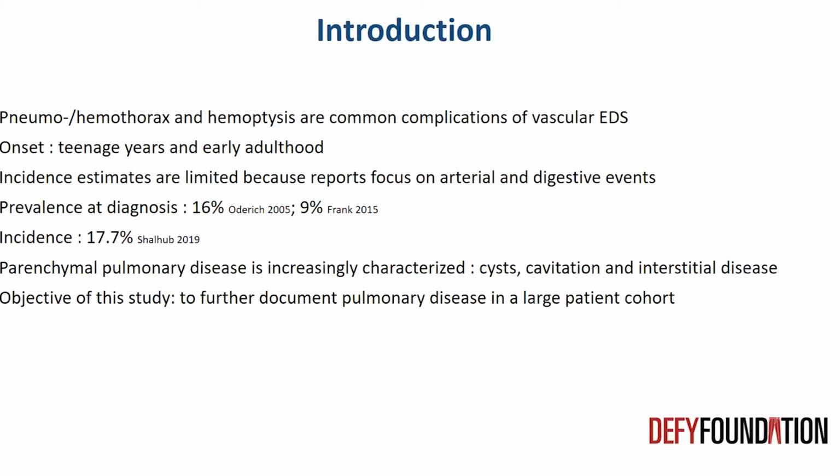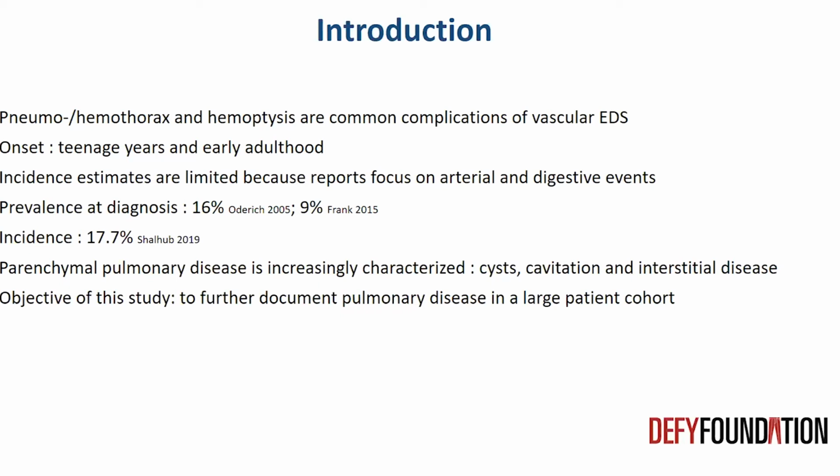On the other side, the pulmonary involvement of vascular EDS has been increasingly characterized over the last 15 years, notably by pathology studies, which identified cysts, cavitations, and interstitial disease, and we will have a quick look at that later on. So the objective of this study was to further document this known disease in a big patient cohort.